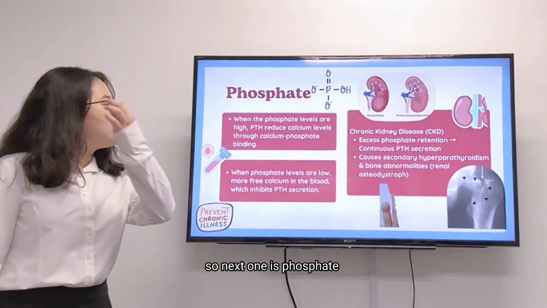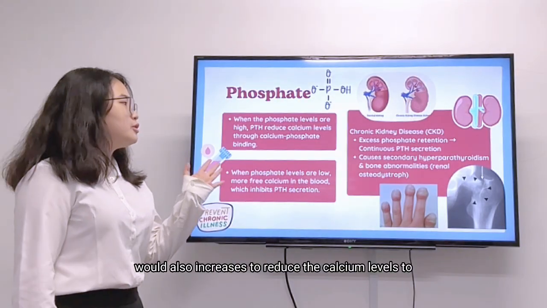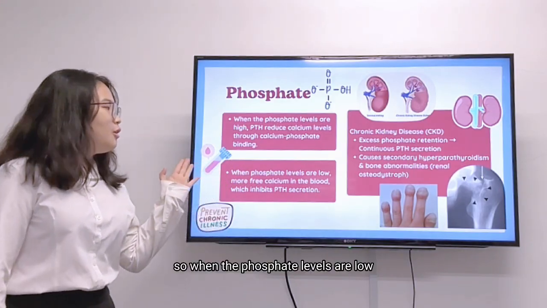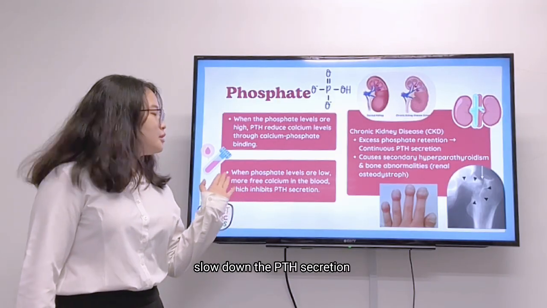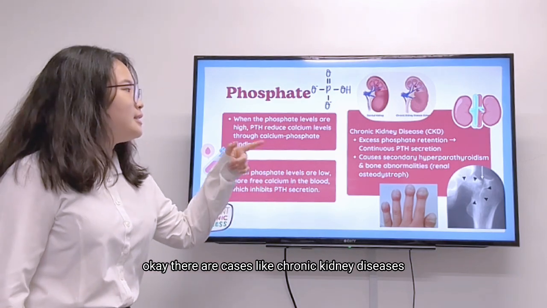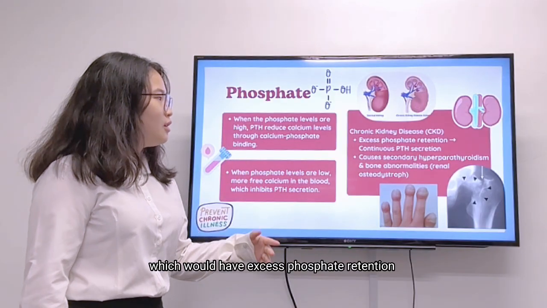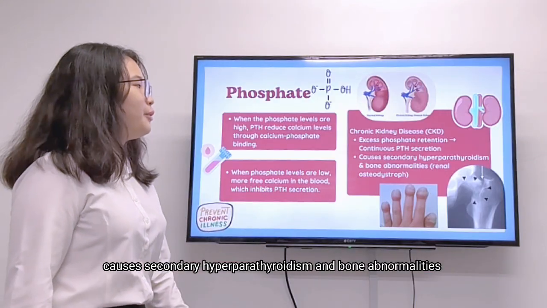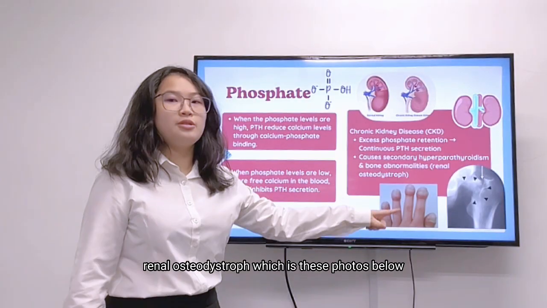So, next one is phosphate. When the phosphate levels are high, the PTH would also increase to reduce the calcium levels through calcium phosphate binding. So, when the phosphate levels are low, there is more free calcium in our blood, which would slow down the PTH secretion. Okay, there are cases like chronic kidney disease, which would have excess phosphate retention, causing continuous PTH secretion, which causes secondary hyperparathyroidism and bone abnormalities. We know this as osteodystrophy, which is shown in these photos below.